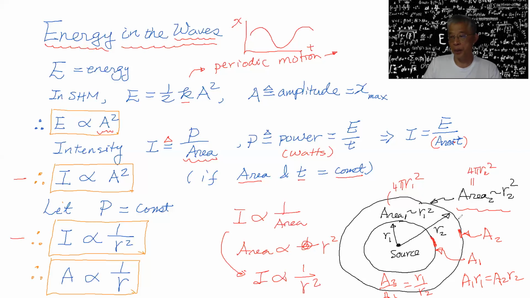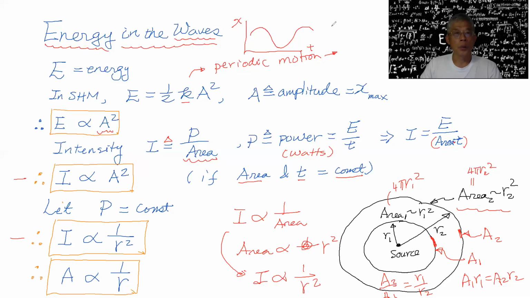The bigger the radius, like R2, the smaller the amplitude. So R2 is bigger, so A2 is smaller. R1 is smaller, so A1 is bigger. A1 is not area, it's the amplitude. Okay, so we're going to stop there.